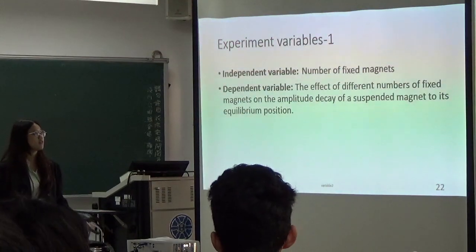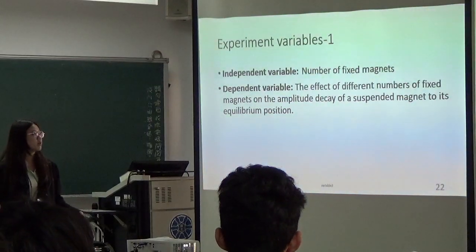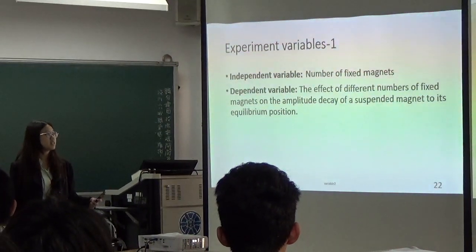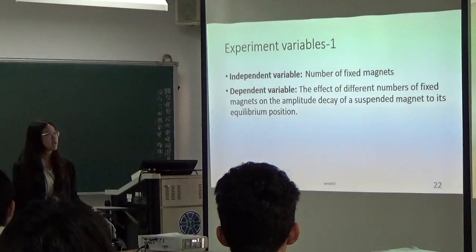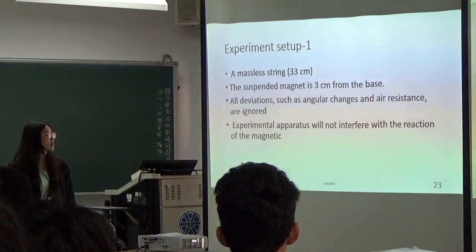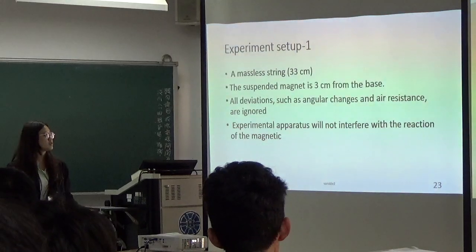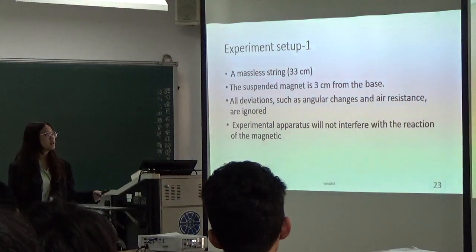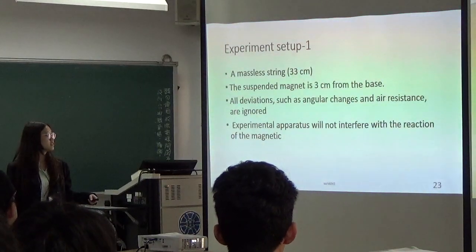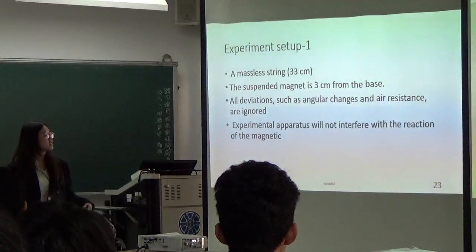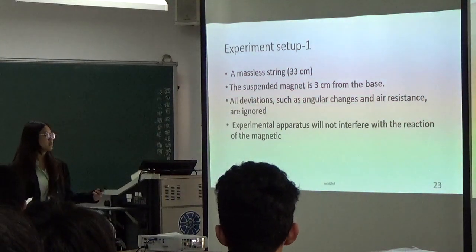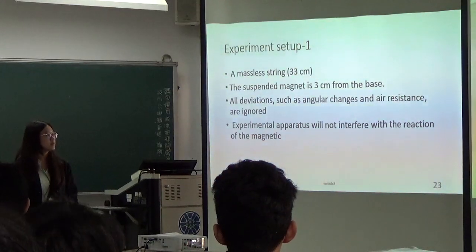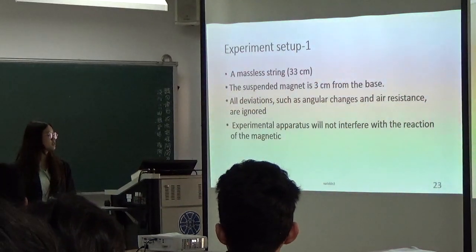The independent variable is the number of fixed magnets, and the dependent variable is the effect of different numbers of fixed magnets on the amplitude decay of a suspended magnet to its equilibrium position. For the experiment setup, the magnet string is about 33 centimeters, and the suspended magnet is 3 centimeters from the base. All deviations such as irregular changes are ignored because they are so small.